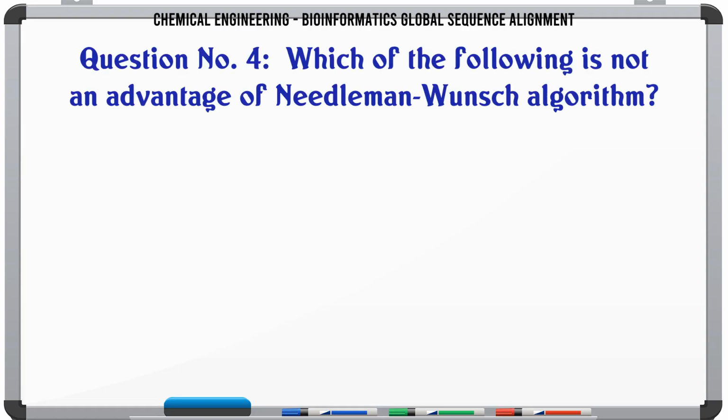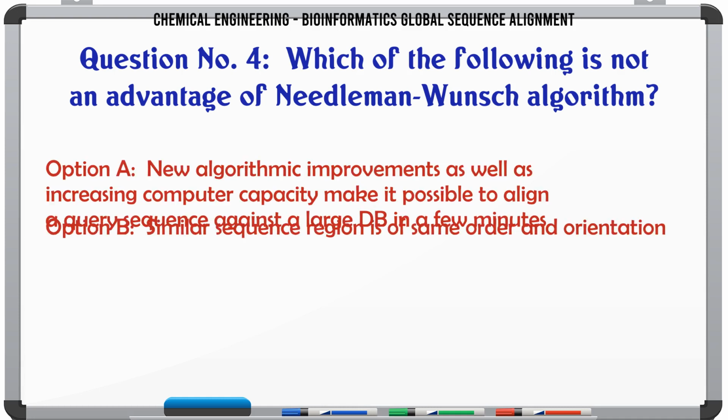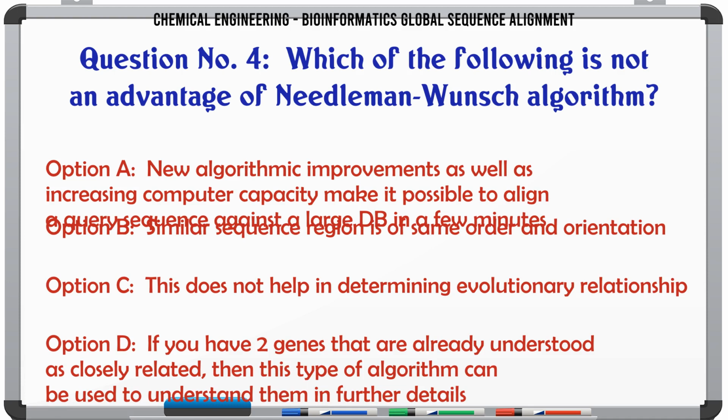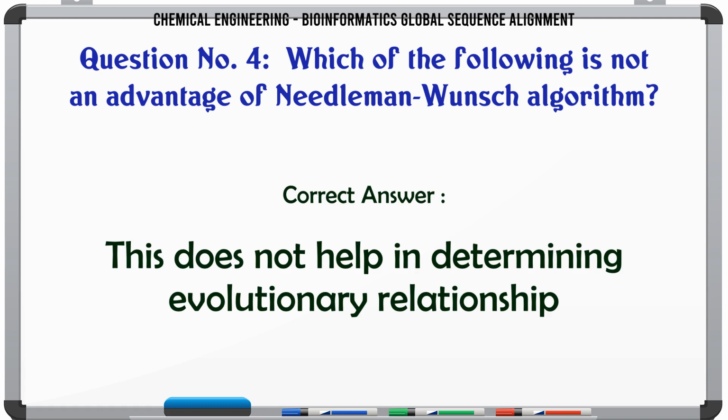Which of the following is not an advantage of Needleman-Wunsch algorithm? A. New algorithmic improvements as well as increasing computer capacity make it possible to align a query sequence against a large DB in a few minutes. B. Similar sequence region is of same order and orientation. C. This does not help in determining evolutionary relationship. D. If you have two genes that are already understood as closely related, then this type of algorithm can be used to understand them in further details. The correct answer is, this does not help in determining evolutionary relationship.